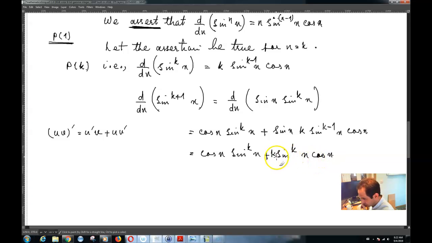So I can take sine raised to the power k of x times cos x out, and write this as 1 plus k times sine raised to the power k of x cos x.